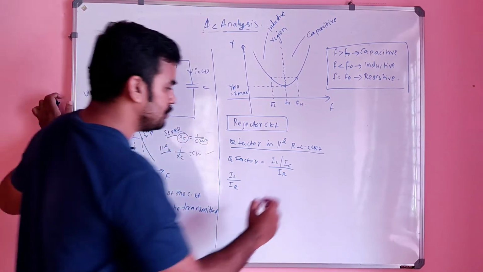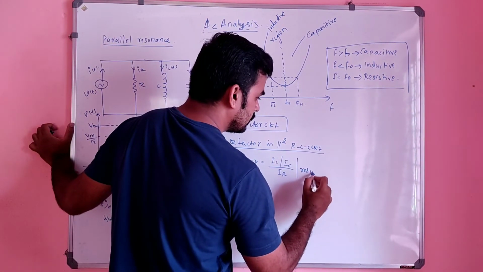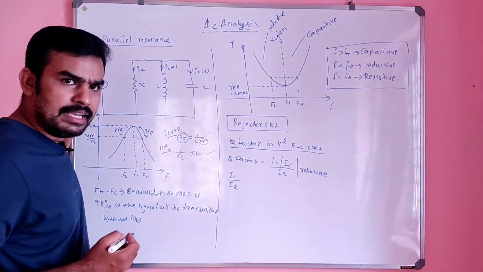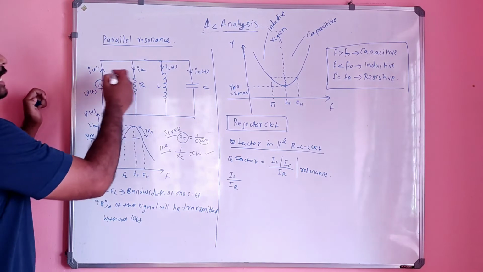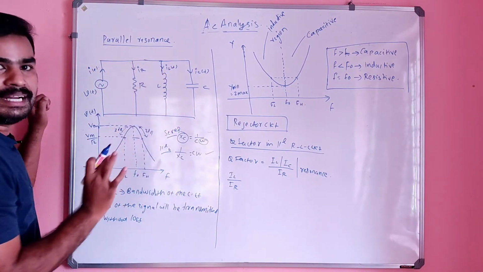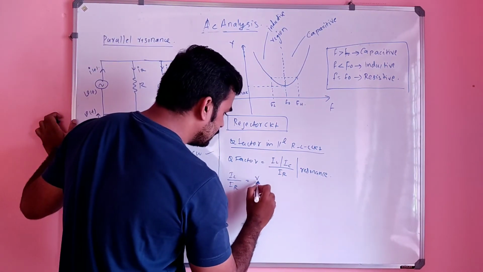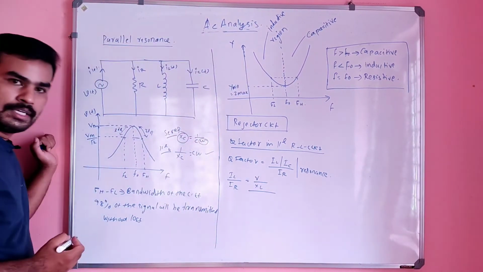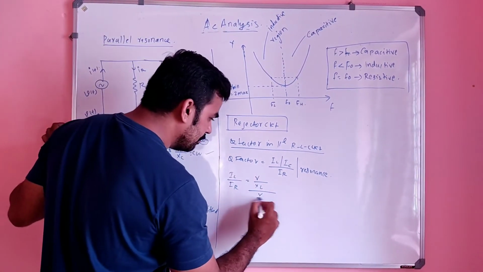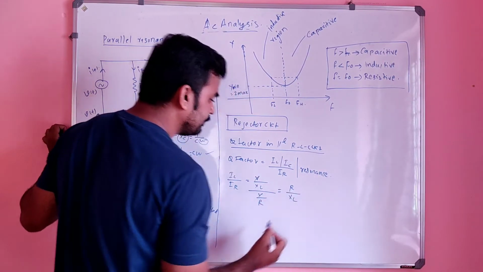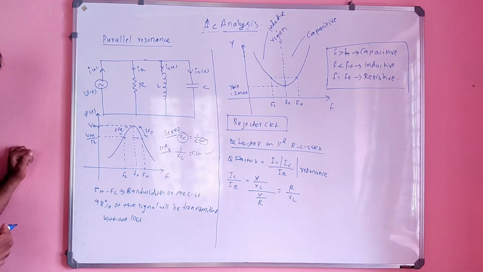At resonance, what is IL by IR? What is IL here? IL is nothing but this current, the voltage across it divided by the impedance of that branch. We can say that IL is nothing but V of t, or simply V, divided by XL. Or IR is nothing but V by R. So this V and V get cancelled, and I will get R by XL. Is it correct?